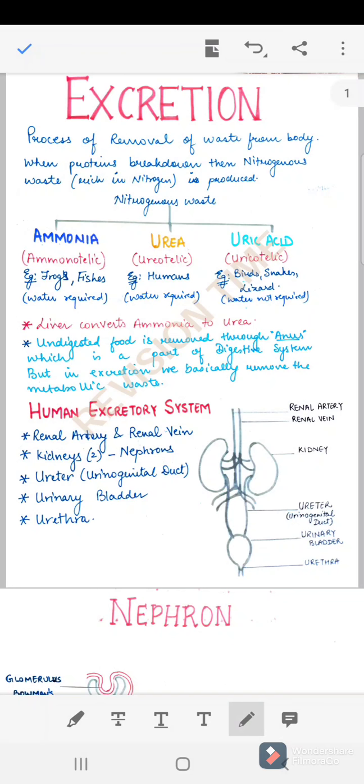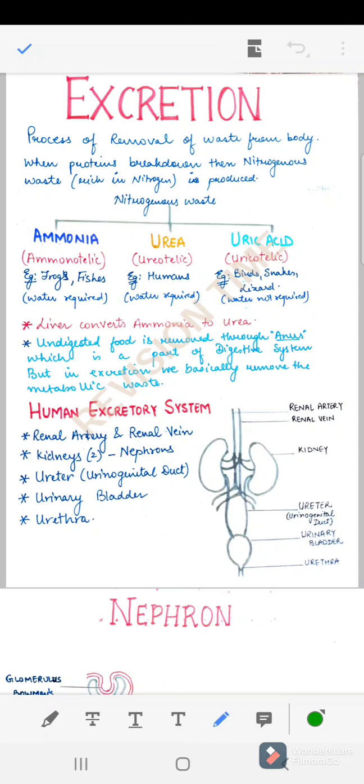So now when the proteins break down, then they produce nitrogenous waste, which is simply rich in nitrogen. So these are of three types: ammonia, urea and uric acid. Organisms producing ammonia are ammoniotelic, urea are ureotelic and uric acid are uricotelic.